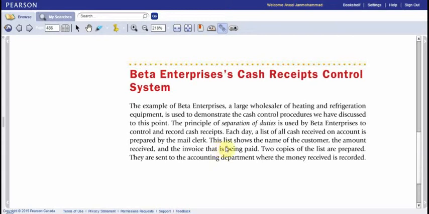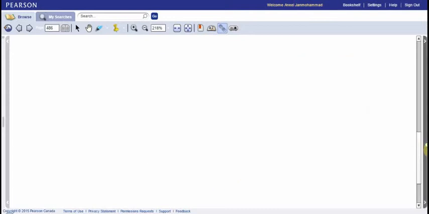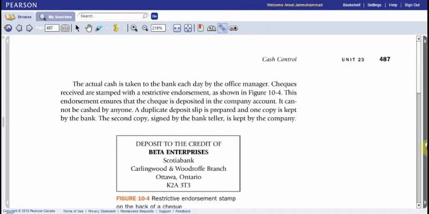Remember that. So this list shows the name of the customer that paid, the amount received, and the invoice that is being paid. So there's always an invoice number. They're paying on that invoice. So 2 copies are prepared, and they're sent to the accounting department. Okay. So within that accounting department, we'll see who we have. The actual cash is taken to the bank each day by the office manager. So that's our second person.